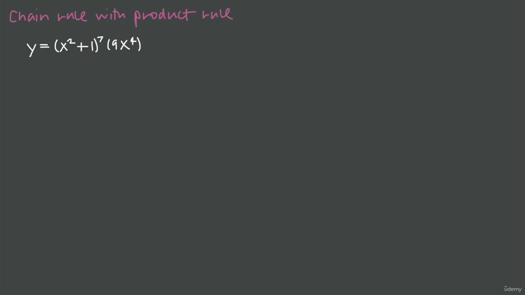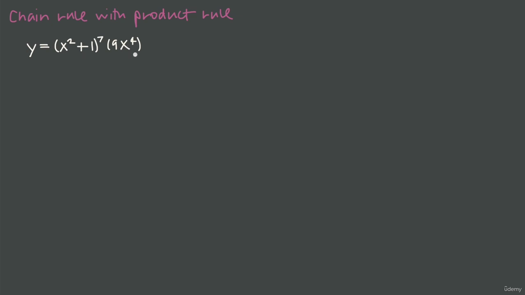So here's an example of a function where we would use chain rule with product rule. We have the function y. We can see that it is the product of two separate functions, the quantity x squared plus 1 raised to the power of 7 and 9x to the 4th. So this is the product of two functions, which means we know right away we're going to need to use product rule. But we can see that as we take the derivative with product rule, we're going to need to apply chain rule.